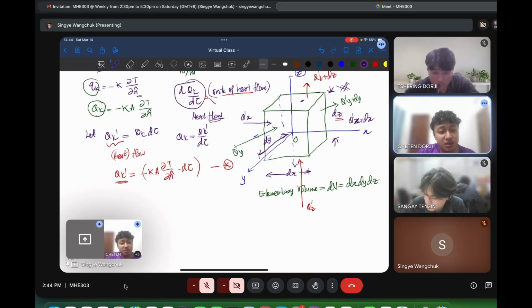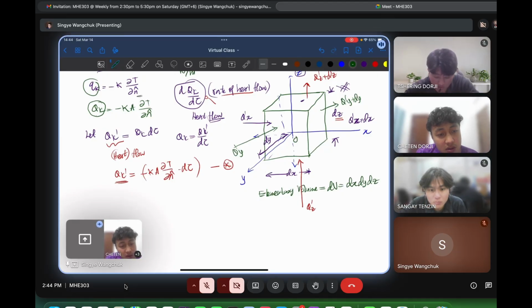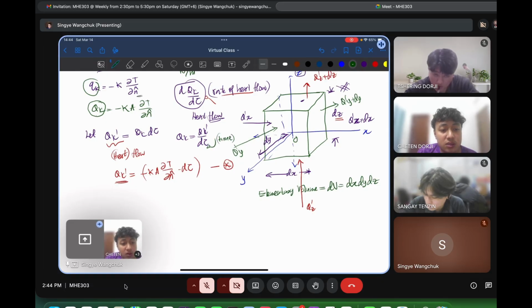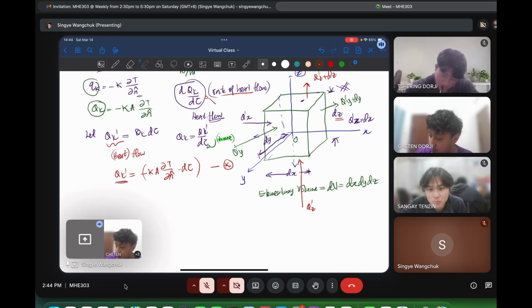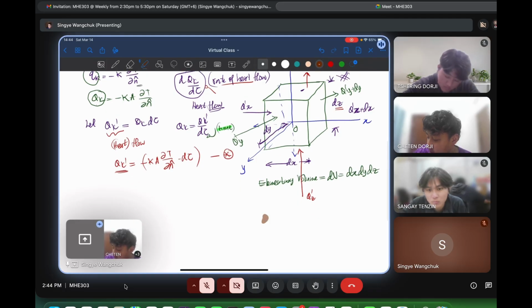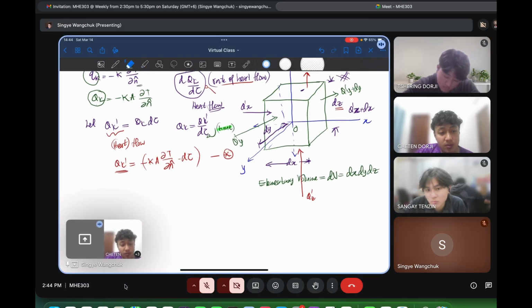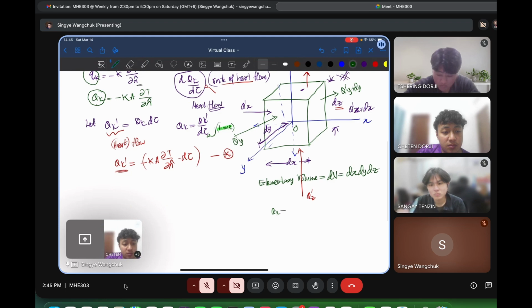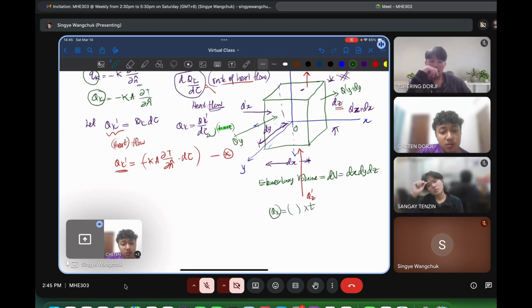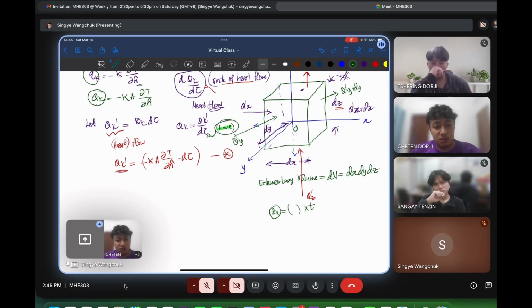This is actually time. So we consider the rate of heat flow. The rate of heat flow times time gives the heat flow. So that's why actually this is time. This is time.